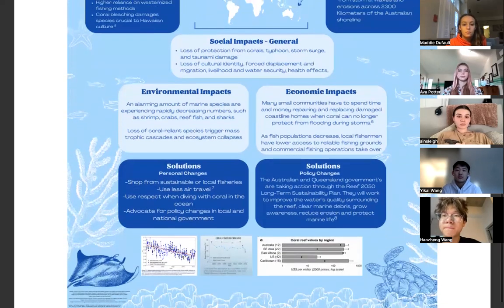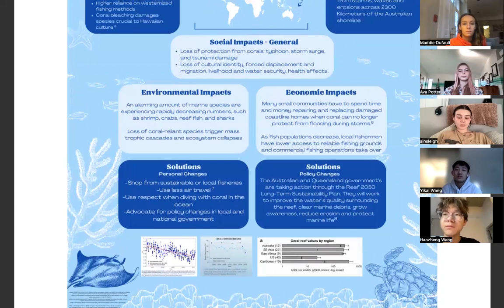Talking about environmental impacts of coral bleaching or ocean acidification, one result is that an alarming number of marine species are experiencing rapidly decreasing numbers, such as shrimps, crabs, reef fish, and sharks. And a second impact is that the loss of coral-reliant species triggers mass trophic cascade and ecosystem collapse.